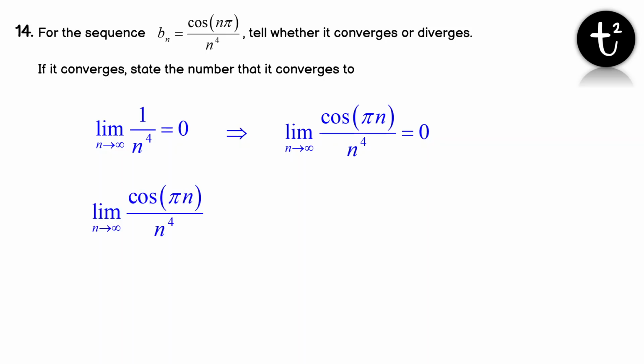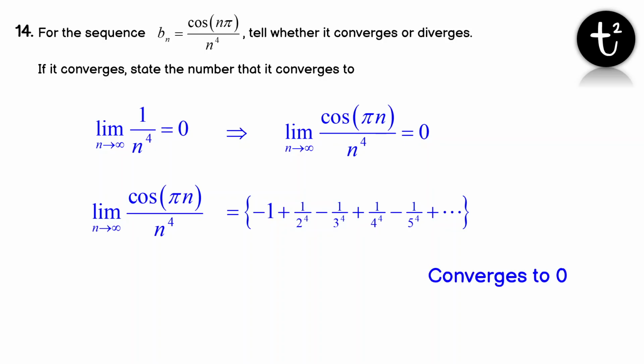Another way to look at this problem is to just write out the first few terms. If we start writing out the elements of this sequence, we see that this will be negative 1 plus 1 over 2 to the 4th, minus 1 over 3 to the 4th, plus 1 over 4 to the 4th, and so on. So we see that the values of these elements are approaching 0 very, very quickly. Therefore, this sequence converges to 0.